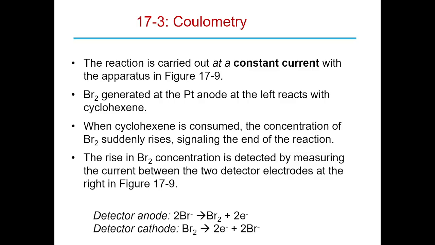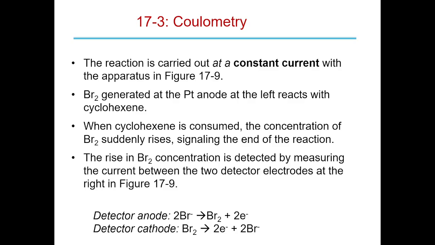So the reaction is going to be carried out at a constant current with the apparatus in 17.9. You may have to flip back for that apparatus. We mentioned it quite a few times. Hopefully you got a general idea, okay? The Br2 generated at the platinum anode at the left will react with the cyclohexene. When the cyclohexene is consumed, the concentration of the Br2 suddenly rises, signaling the end of the reaction.